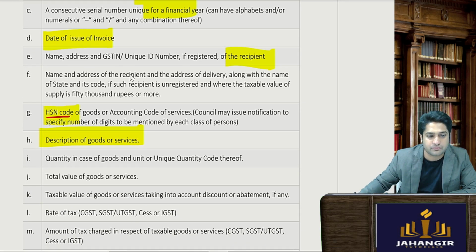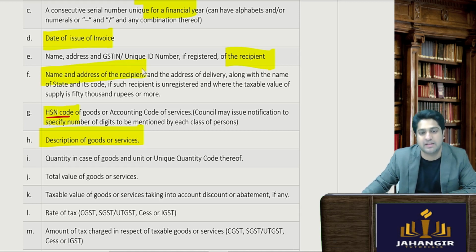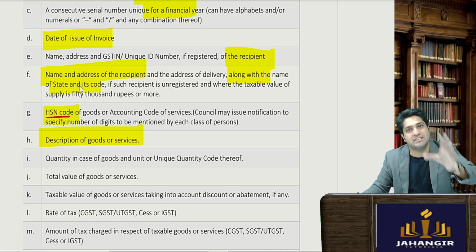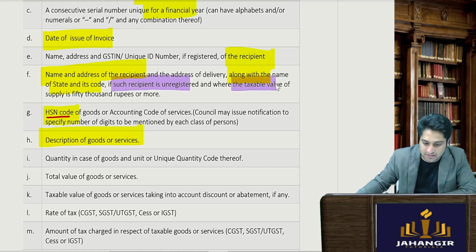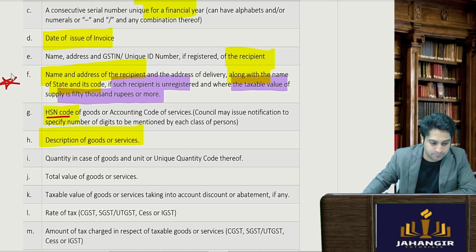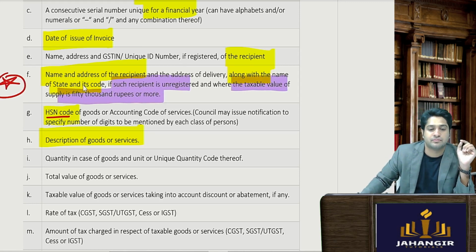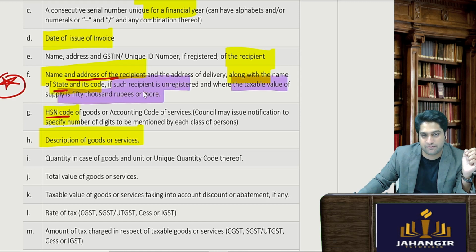Again, the name and address of the recipient is to be given along with the name of the state and its code. So who is the recipient and which state is he from. If such recipient is unregistered and the taxable value is 50,000 or more, you can mark it as important. What are they saying? In the invoice you also have to mention the name of the recipient and his state, if the recipient is unregistered and the transaction is 50,000 or more.